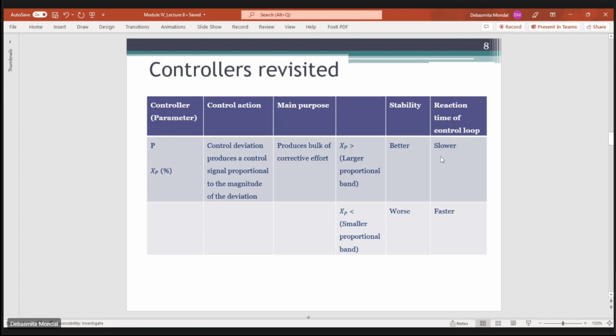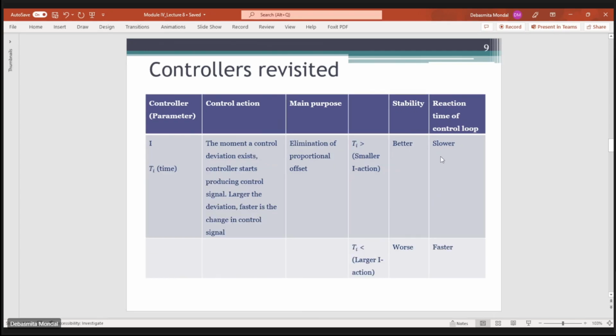So these are some of the things we have discussed so far, just in a tabular form. In case of proportional action, when we design a controller, we don't usually change the proportional gain. What we change is the value of XP, that is the proportional band. If the proportional band is larger, then the stability is better, but the reaction time is slower. If the proportional band is smaller, then the stability is worse, but the system becomes fast.